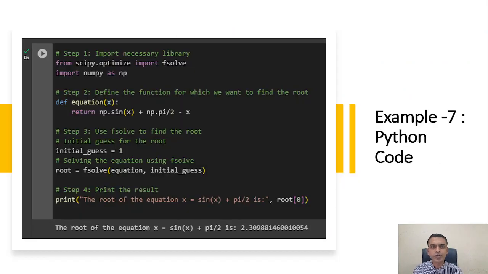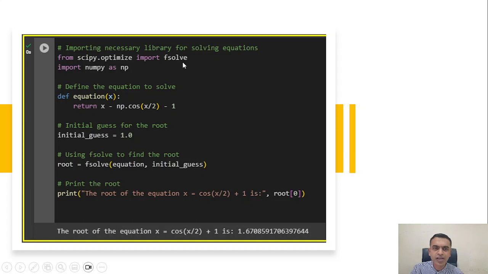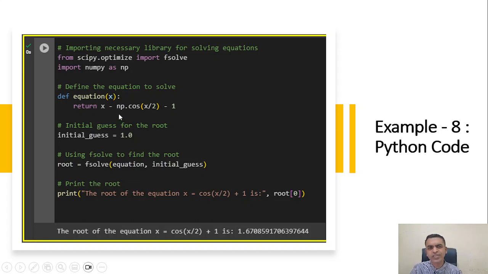Then the seventh one is again using fsolve. First you import numpy and then define a function. Here you define the equation. You need to give the initial guess and invoke fsolve. Look at the syntax of defining a function: def equation(x). Of course you can call the equation eq, or whatever name you want. And then you need to provide the initial guess and then invoke this function.